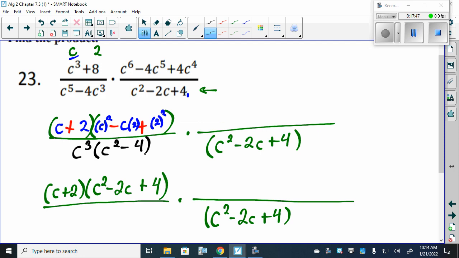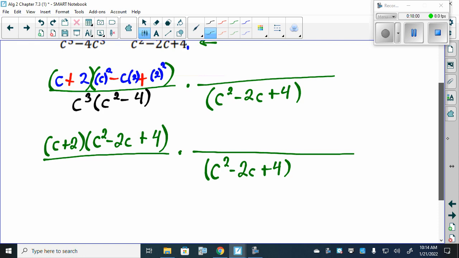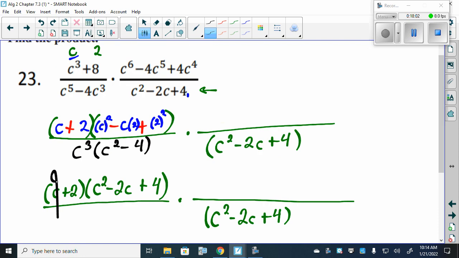Well, that's kind of nice, isn't it? Because once I pulled out that c to the 3rd, I'm left with c squared minus 4. We know how to do that one. That's a difference of perfect squares, yes? Well, if we're already working with it, might as well continue it out, if it'll let me. So we would have c cubed times what?